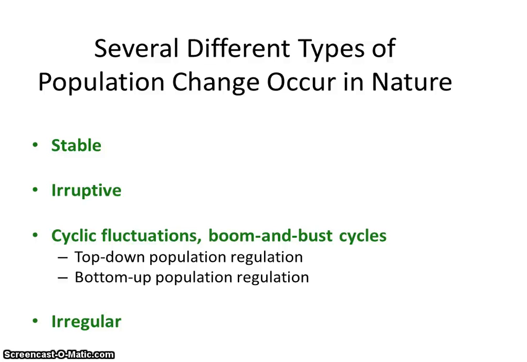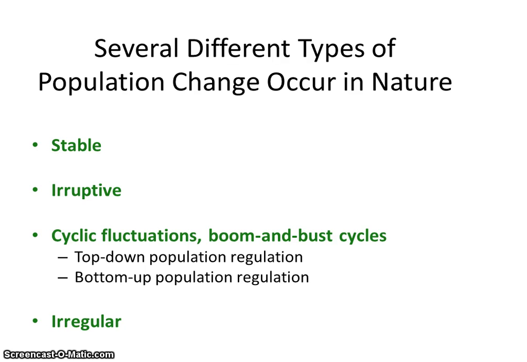Eruptive is a population that has these massive shoots that go way, way up. The one that comes to mind for me is the 7-year cicada. We've got cicadas every year, but every 7 years we get an eruption of cicada numbers, and it is just phenomenal to see.